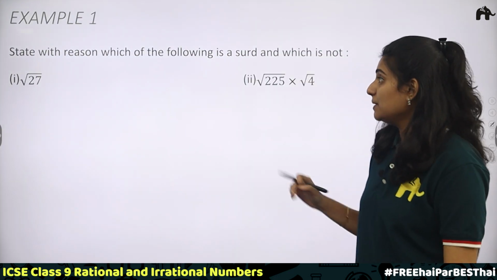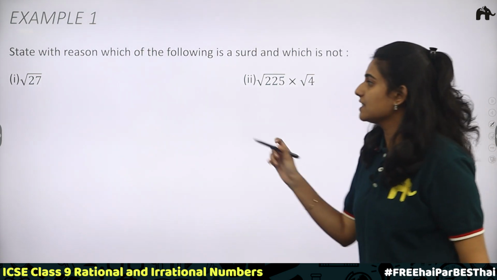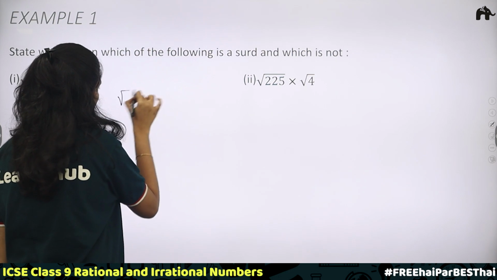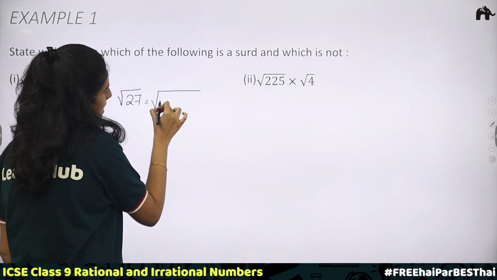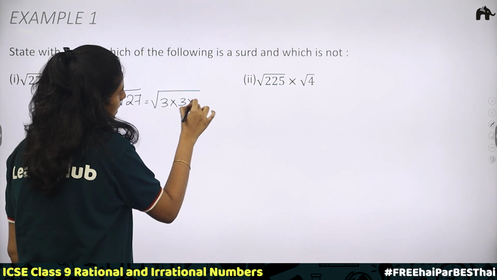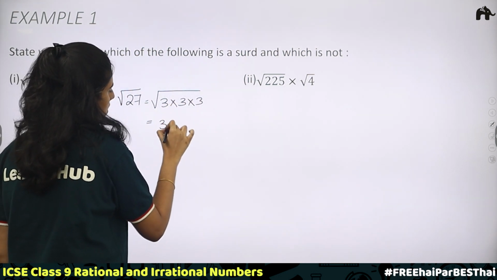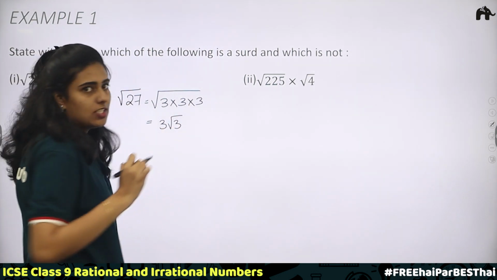Let us take an example. State with reason which of the following is a surd and which is not. You have two questions. First one, root 27. Root 27 can be written as root of 3 into 3 into 3, which can be written as 3 root 3. We know root 3 is an irrational number.